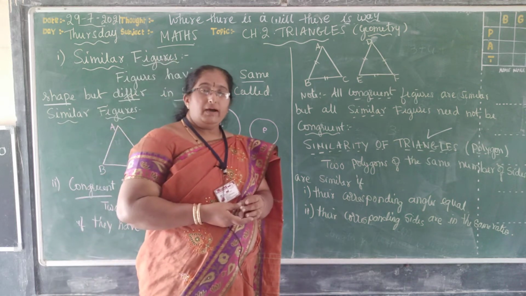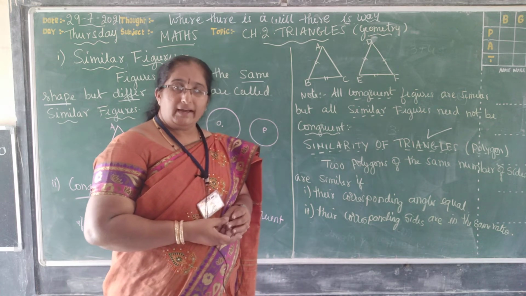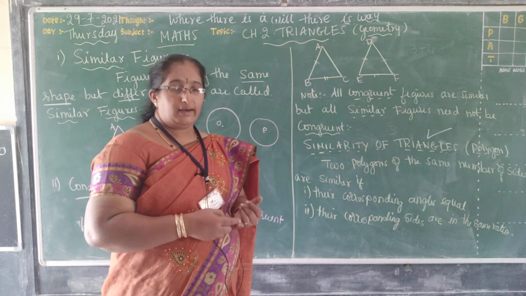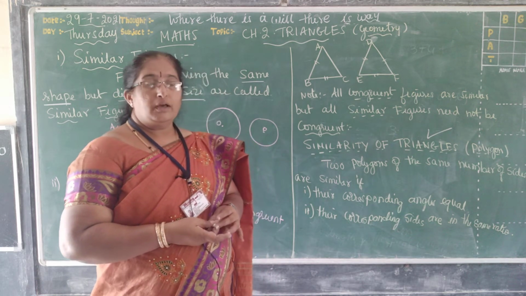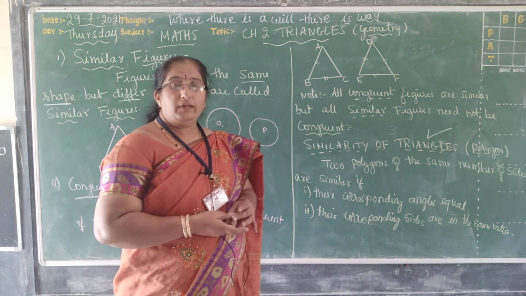A polygon is a plane figure having 3 or more sides. So a triangle is also a polygon, a square is a polygon, a quadrilateral is a polygon. Triangles and quadrilaterals all come under polygons. So how can I define the similarity of a polygon?